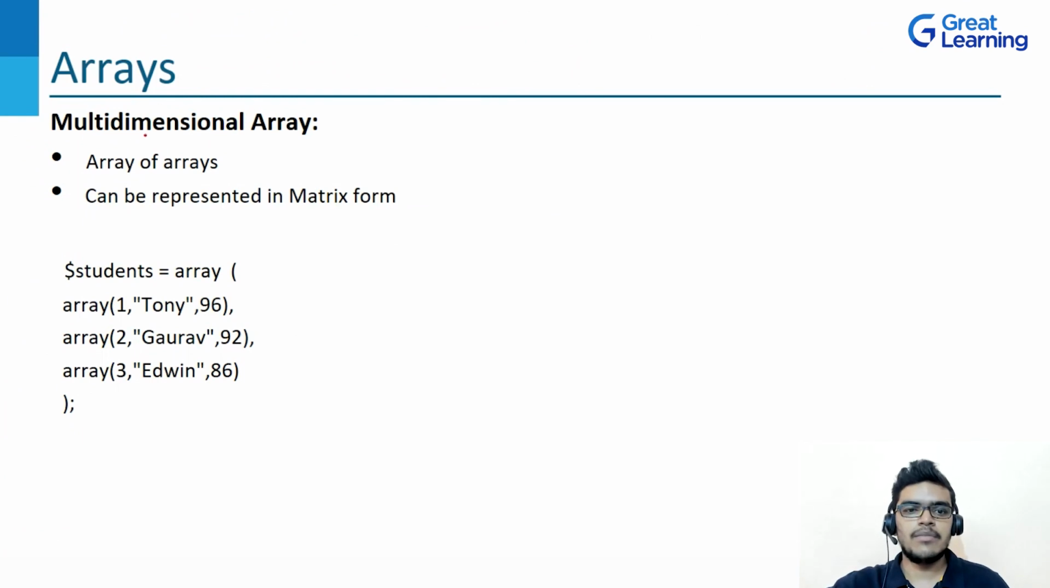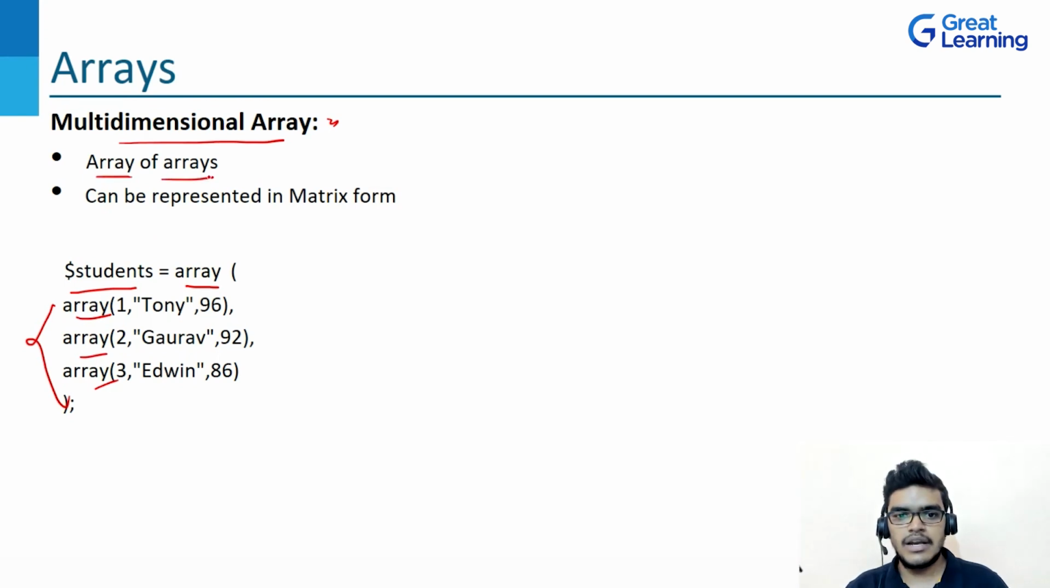So next we have the multidimensional array. A multidimensional array is an array of arrays. Why am I saying this? Let's see, this is a variable, and here inside an array I am creating an array. You can see that I am creating multiple arrays inside an array, right? So that's why I'm saying it's an array of arrays. And a multidimensional array can also be represented in the form of a matrix.